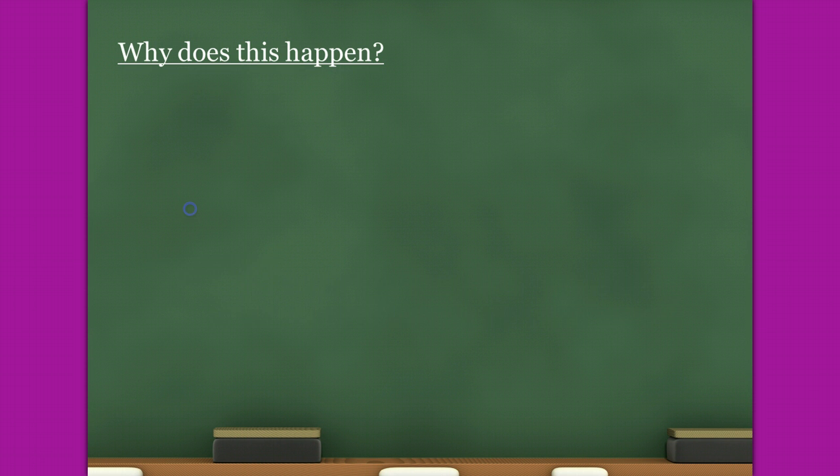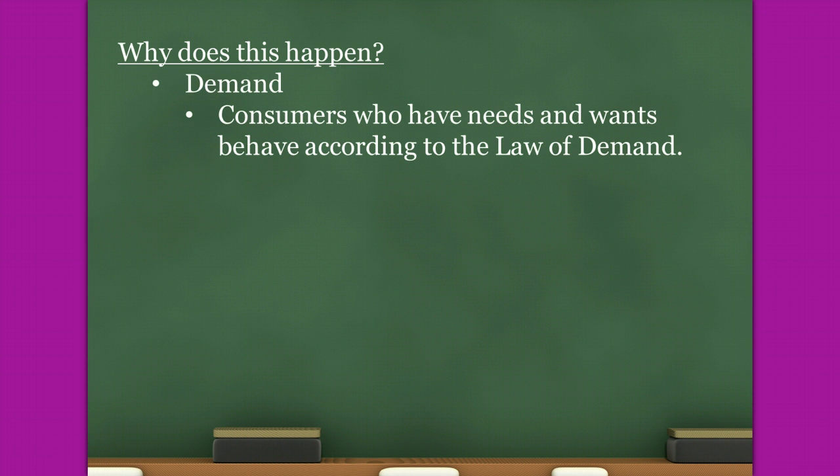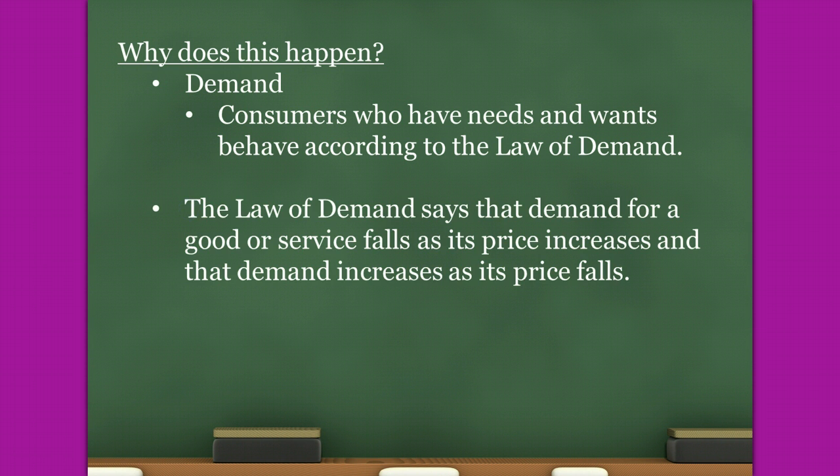Why does this happen? Well, let's look at the law of demand. Consumers have needs and wants, and they behave according to the law of demand. What is the law of demand? Well, we're going back to basic Unit 1 economics. We all know what it is. Demand for a good or service falls as its price increases, and that demand increases as its price falls. Very simple. Price goes up, you sit back as a consumer and go, oh, do I really want to pay that, or will I go and buy something else? As price drops, the demand goes up.